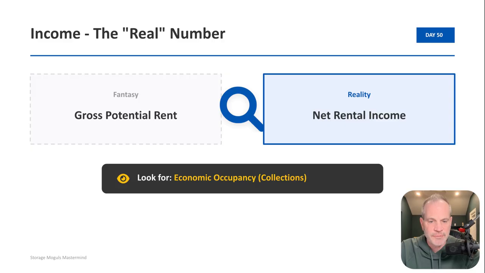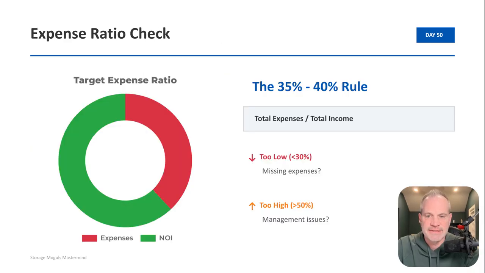All right, let's move to the second bucket and check the expenses and the expense ratio. If we don't know the actual expenses, and frankly, even if we do, you can't really rely on them. Some of them we can rely on, but some of them may just not be applicable to how we're going to operate the property. So we want to use a quick benchmark rule of 35 to 40%. This means the total expenses should ideally be between 35 and 40% of total income.